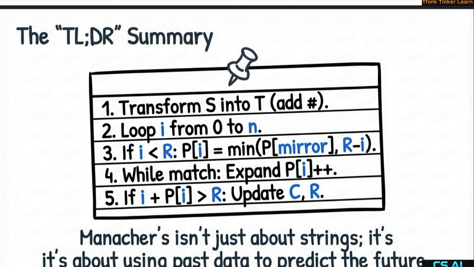Transform the string with fillers to make everything odd length. Loop through every index. If you're inside the known boundary, mirror the value from the left. Expand manually only if necessary. Update your center and boundary if you have pushed into new territory. Manacher isn't just a trick of strings. It's a masterclass in a fundamental DSA concept, using past data to predict the future.